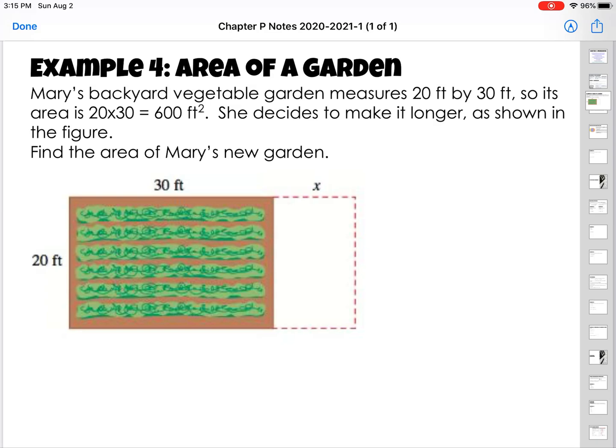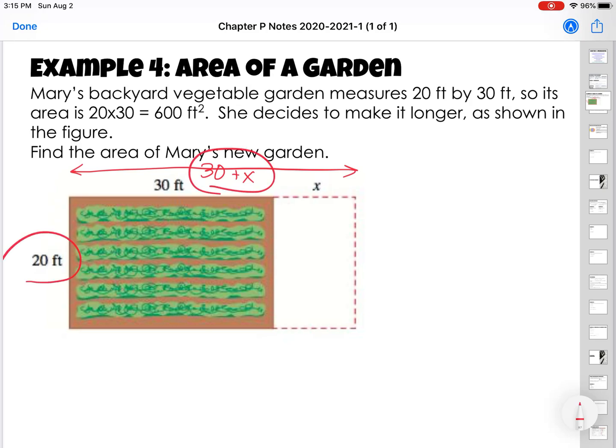So the 20 foot is staying the same, but she's making it longer. So what that is doing is changing the length to 30 plus X. So now when I find the area, I'm multiplying the length and width together. So the new area is going to be 20 times 30 plus X, which is going to give us 600 plus 20X square feet or feet squared. So this is our new area.